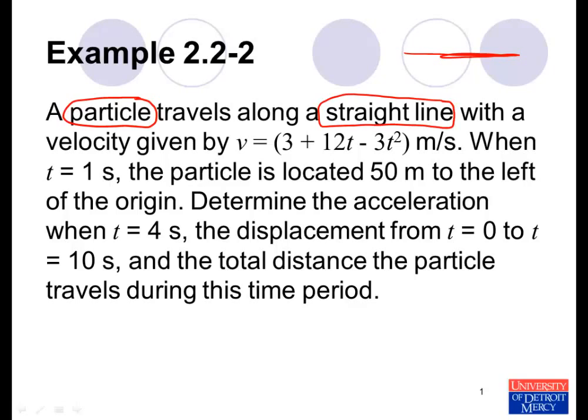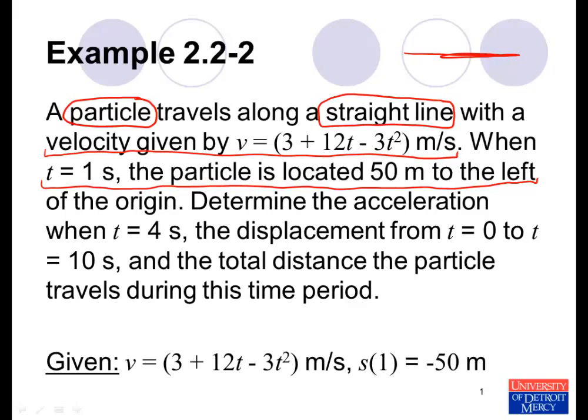When we solve any problem in this course, we're going to follow a similar procedure. The first thing that we want to do is write down what's given in the problem. One of the things we're given is the velocity of the particle as a function of time. The other thing we're given is the position of the particle when t equals 1 second. Okay, so we should write that down.